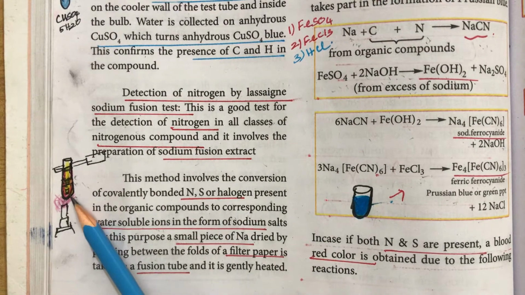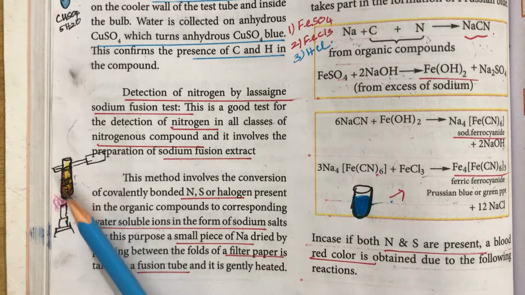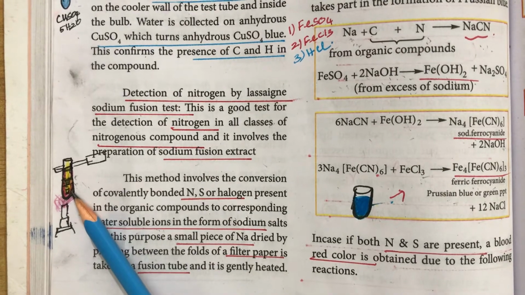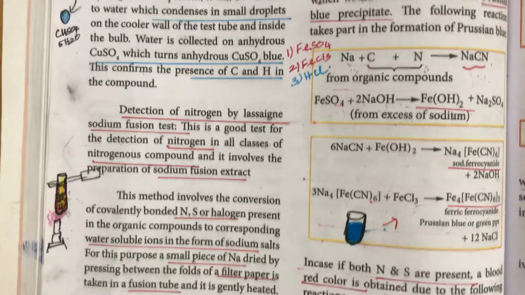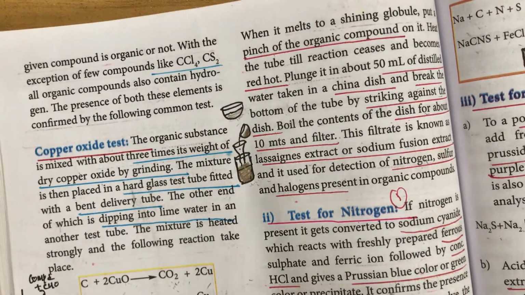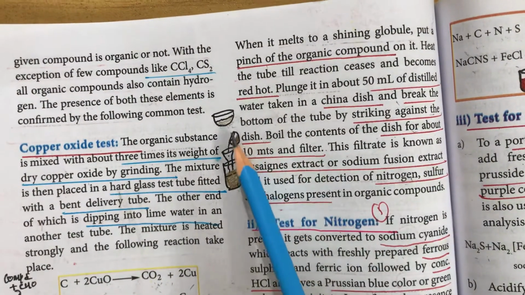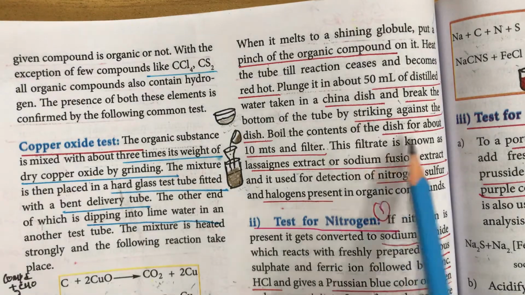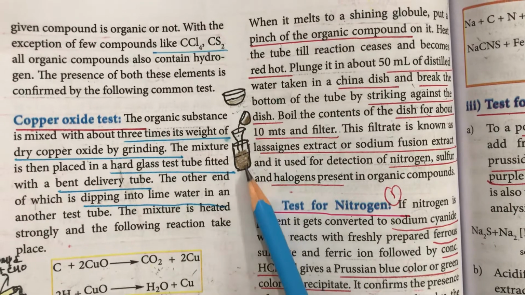For that, sodium metal is taken in a fusion tube, an easily breakable ignition tube. On melting the sodium metal, we add the organic compound to be identified in that ignition tube and heat the tube to red hot condition. At red hot condition, we plunge that ignition tube into a china dish containing water. We break the bottom of the tube by striking it against the dish, and boil the contents of the dish for about 10 minutes. After that we have to filter the solution.